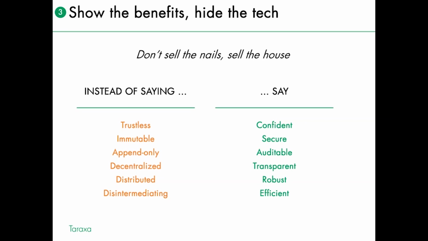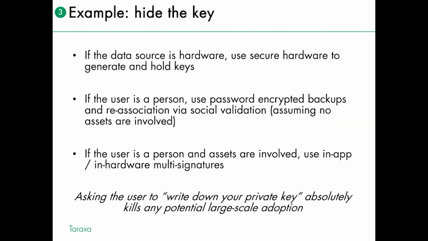So use a lot of these words that actually talk about the benefits of the technology instead of the features themselves, right? And once again, one of the critical examples that we have is you've got to hide the key. The secret key is the bane, really the bane towards adoption. If the data source is a piece of hardware, for example, we have a use case later, which we'll talk about, then you should really be creating secure hardware that actually generates and holds the keys on the hardware.